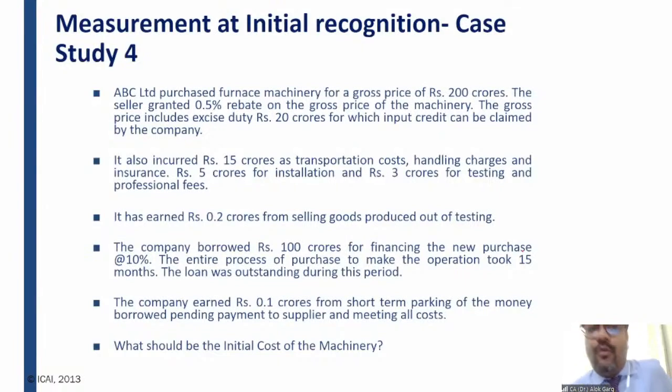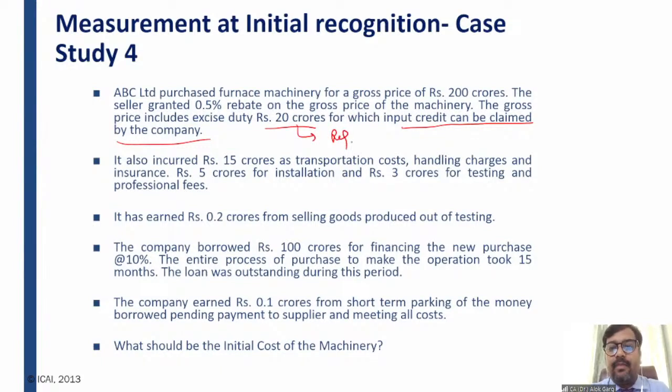Let's do case study 4 to understand the measurement at initial recognition. ABC Limited purchased a furnace machinery for a gross price of rupees 200 crores. The seller granted 0.5% rebate on the gross price of the machinery. The gross price includes excise duty of rupees 20 crore for which input credit can be claimed by the company. It means this excise duty is a refundable tax. Is it refundable or non-refundable? It is a refundable tax because the input credit can be availed.